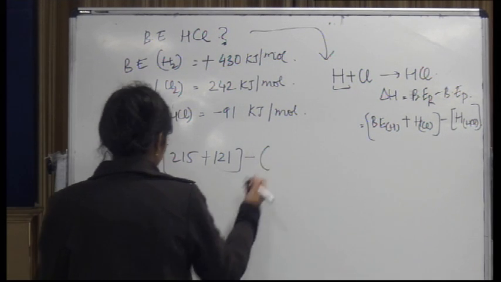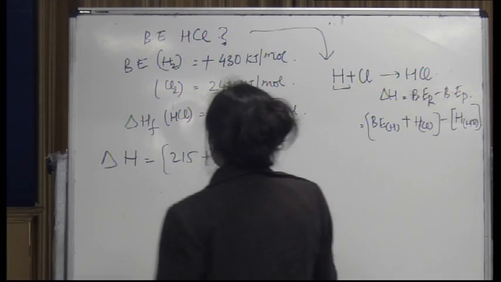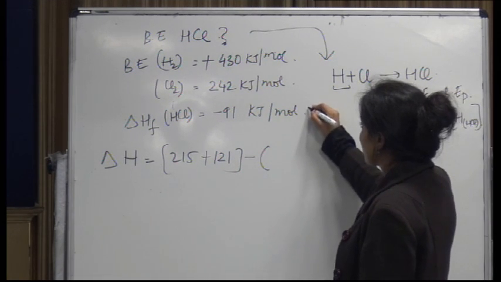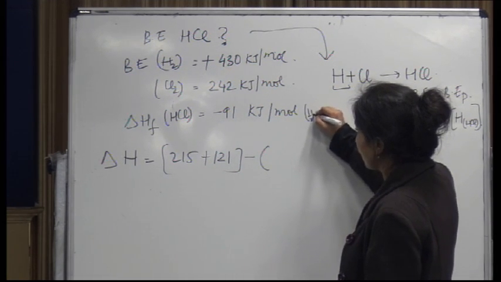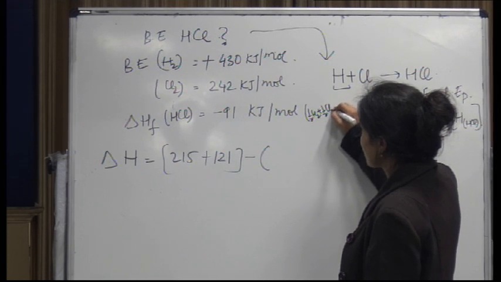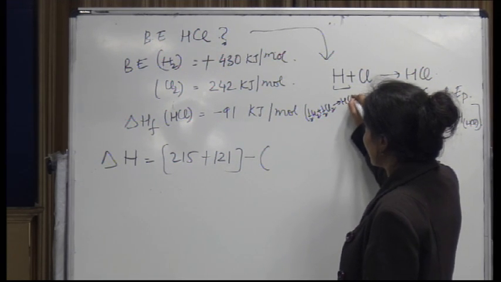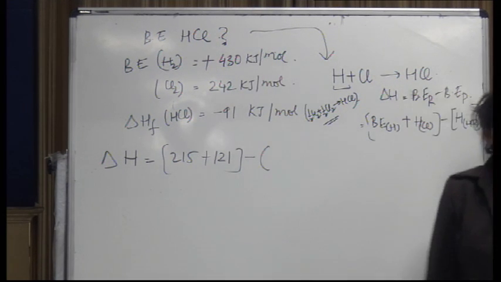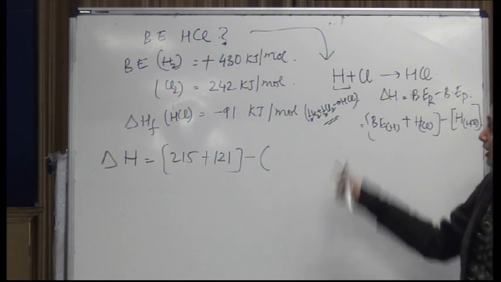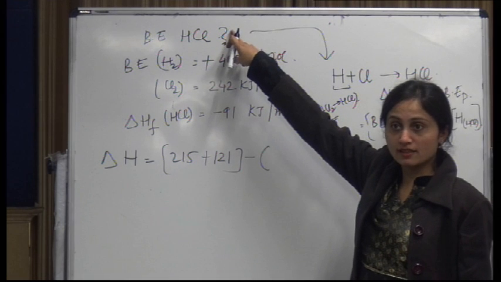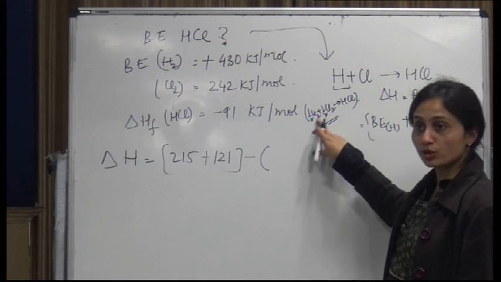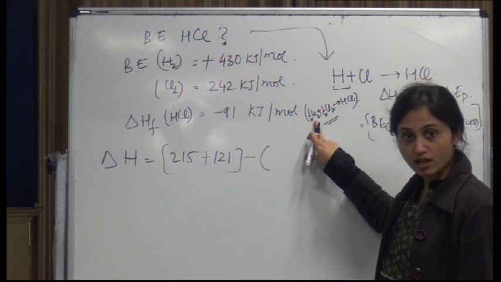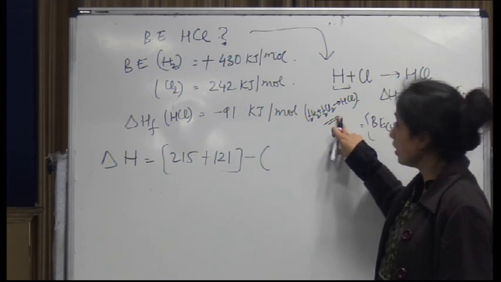minus of HCl. So what is your HCl? HCl heat of formation is given. Remember that this heat of formation means half of H2 plus half of Cl2 giving HCl. Now this is different than this. बात समझ आ रही है? This is different from this, because in this case you have the molecules as it is. So this is half H2, these are the molecules. Half H2 plus half Cl2 giving you HCl.